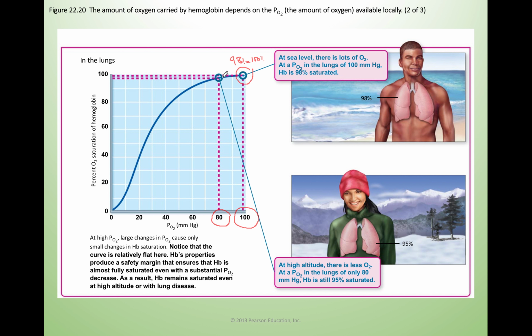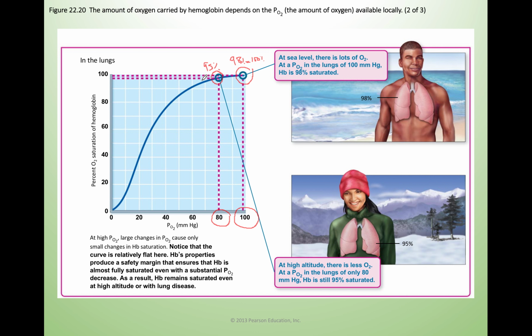But notice how the superior part of this graph is relatively flat. This means that even if I drop off the pressure of oxygen to certain numbers, I would still be able to fully saturate my what? My hemoglobin. So right here, you're still about 95% saturated, or I'll usually round it up to about 100%.